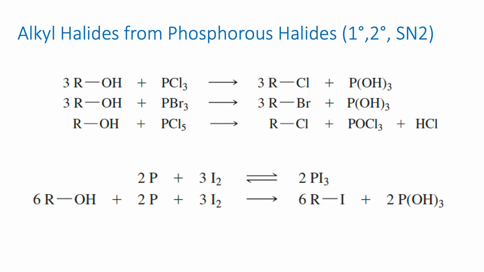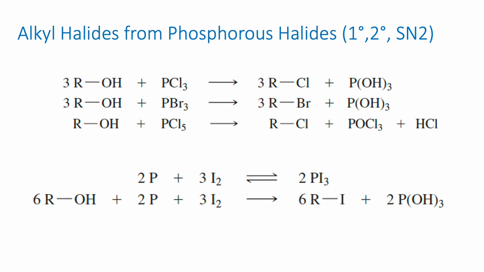And you notice that there's a bit of a difference in the stoichiometry here. Every phosphorus halide bond in these reagents is going to be reactive. So for PCl3, we have three reactive PCl bonds. And so that means that each of those bonds can potentially react with an alcohol and create an alkyl chloride. Notice that in the stoichiometry, we have three alcohols for every one mole of PCl3. And that will yield three alkyl chlorides and one molecule of the phosphorus that's bonded to three hydroxyl groups.